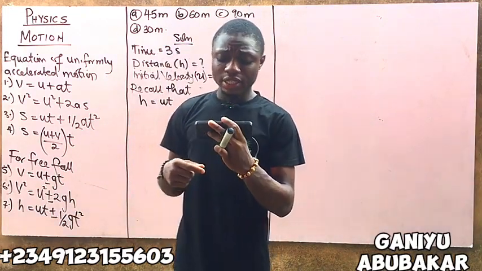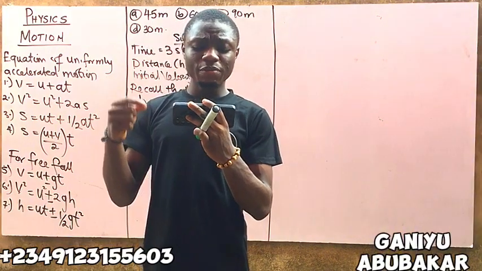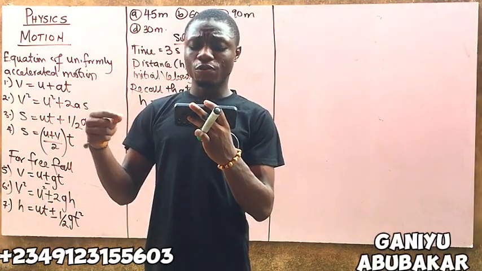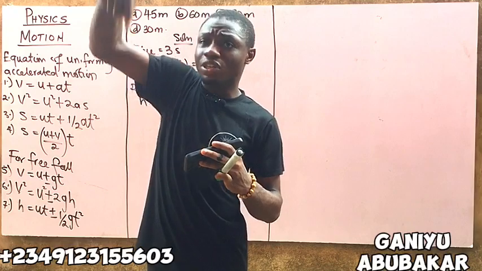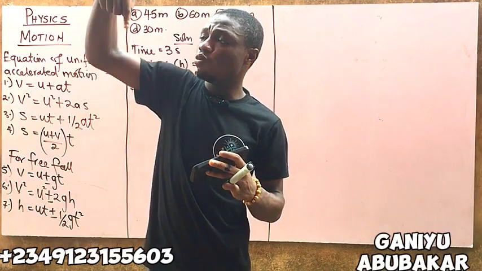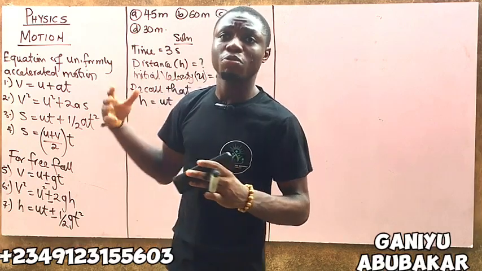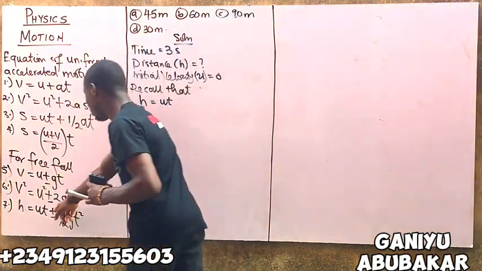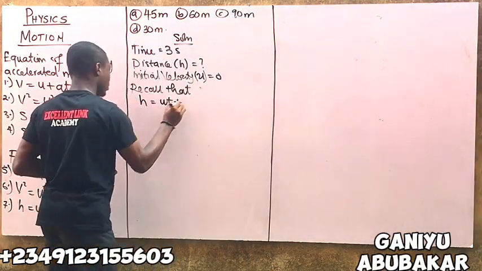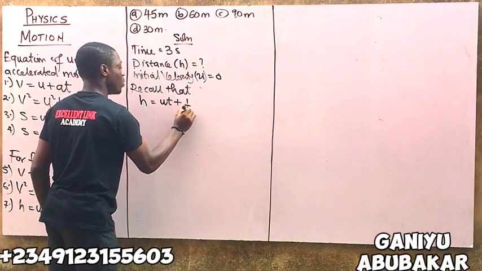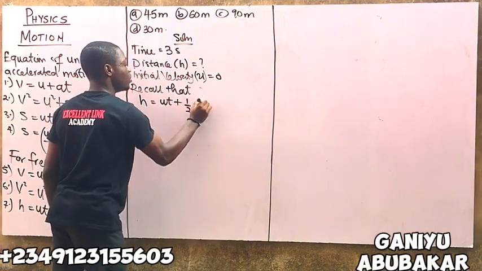Observe from the question. They say that if it takes an object 3 seconds to fall freely to the ground, so it's falling to the ground. So it is a downward motion. I would say for downward motion, use positive sign. So it seems I'm using positive sign there, plus, so I have 1/2 gt squared.